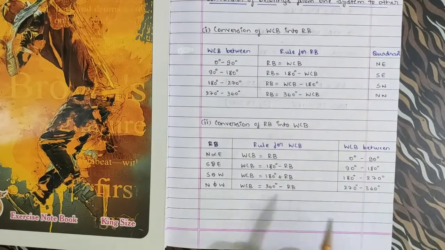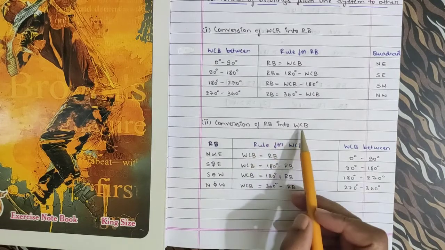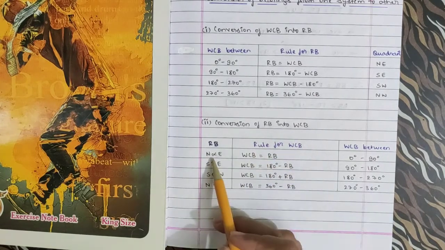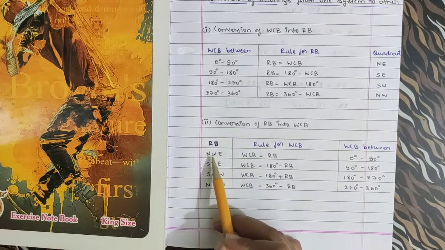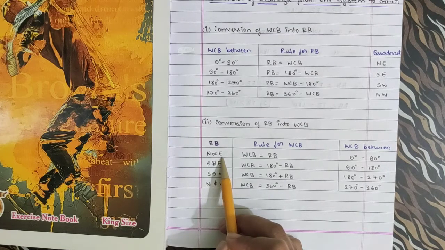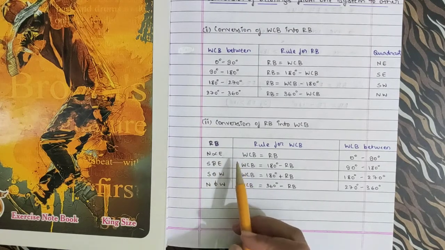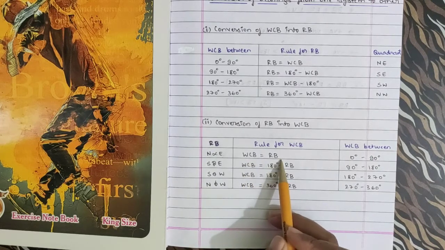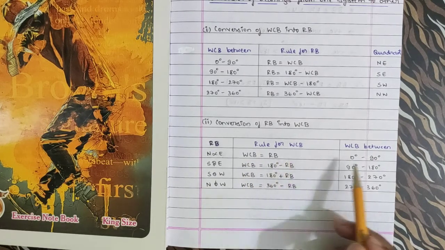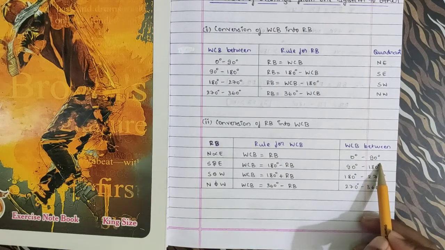Now coming to the conversion of reduced bearing into whole circle bearing. In the first case, if the bearing is in the first quadrant, that is the northeast quadrant, the whole circle bearing is equal to the reduced bearing itself, and this will be between 0 degree to 90 degree.